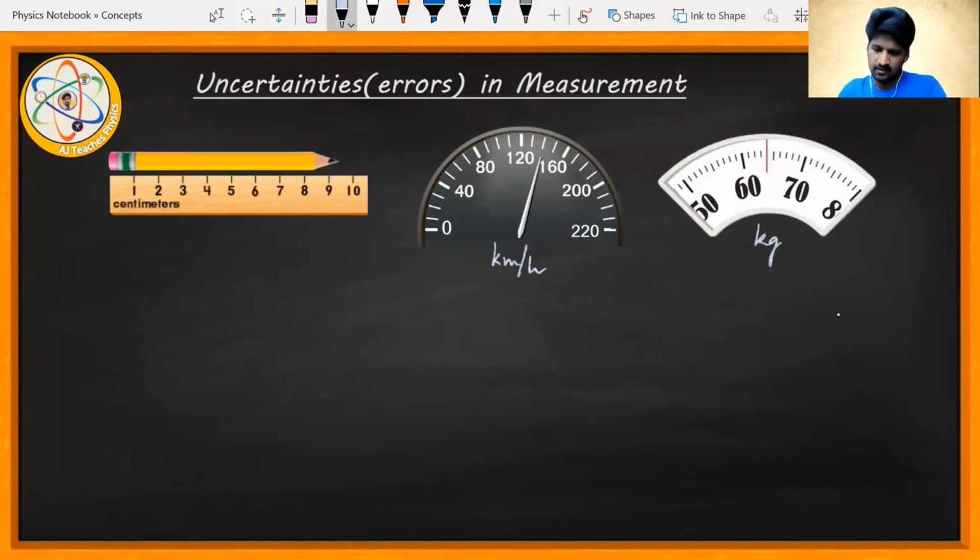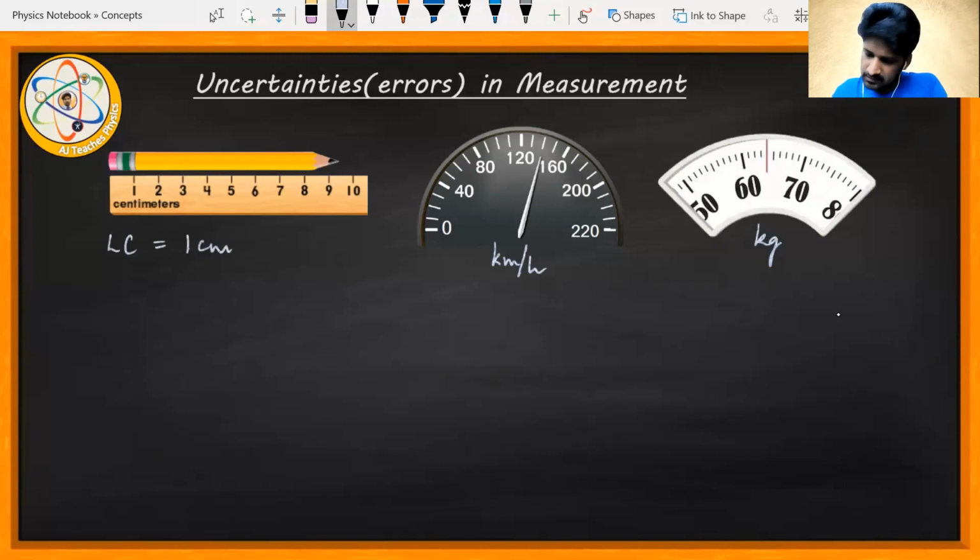Now you must be knowing that any instrument has a certain minimum measurement that it can take, which is called the least count of the instrument. Let us quickly analyze what is the least count of each of these instruments. The first one is the scale, which has markings of 1 centimeter, 2 centimeter, and so on, as you can see. So the least count of the scale that you see here would be 1 centimeter.